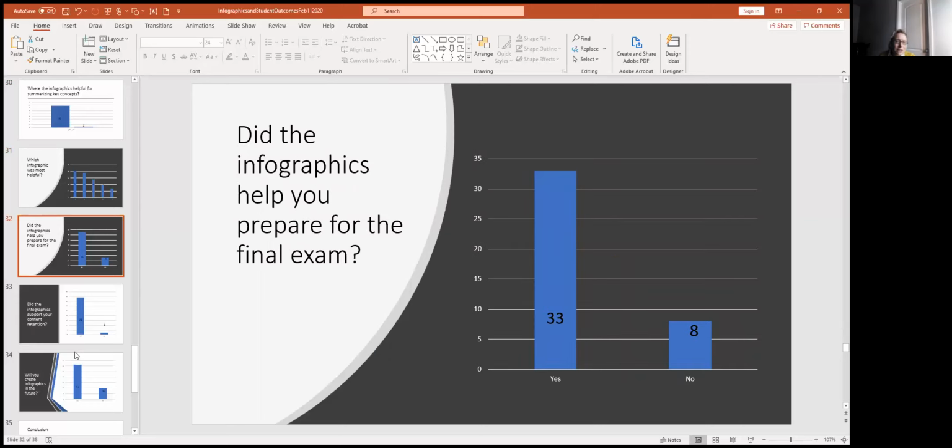The third question: did the infographics help you prepare for the final exam? Again, I would have been happy with 10 students. I'd be happy with 2 students saying this was helpful. I would prepare something to help too. But 33 said yes, these infographics helped them prepare for the exam. And for me, as an instructor, I find that a win. I would like to give you content that allows you to have an organized experience in reflecting on course content and preparing for your exam.